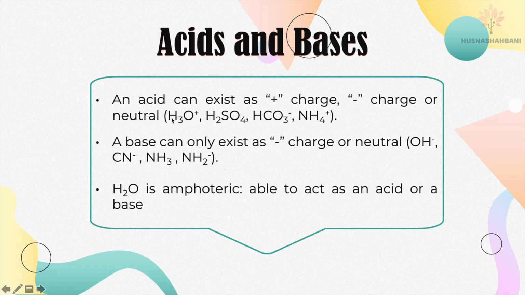In general, acid can exist as positive charge, negative charge or neutral. So acid can be H3O+, H2SO4, HCO3- and NH4+. Base can only exist as negatively charged or neutral. It cannot be positively charged for base. Only negatively charged or neutral. For example, OH-, CN-, NH3, and H2O. Meanwhile, water is amphoteric. It can be base or it can be acid.